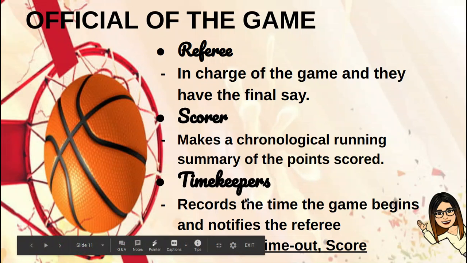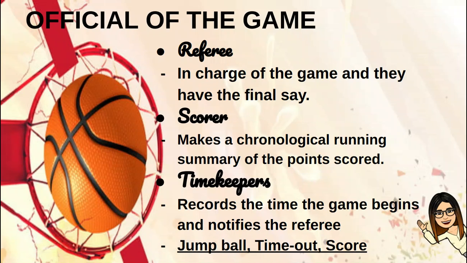And for the timekeepers, he or she records the time the game begins and notifies the referee. So for example, the jump ball, timeout, score. So the timekeeper must notify the referee 3 minutes before the end of the half of the game. Again, how many minutes before does he or she inform the referee? 3 minutes before the end of the half of the game. He then makes a sound signal to indicate the end of the playing time of each half and extra period. So that's the goal for the timekeepers.